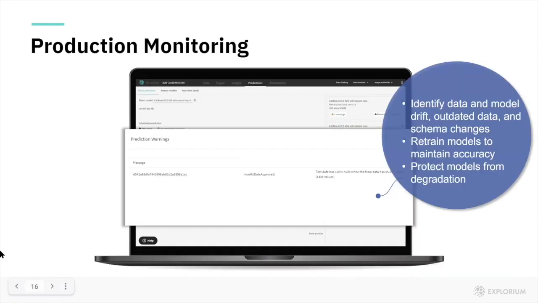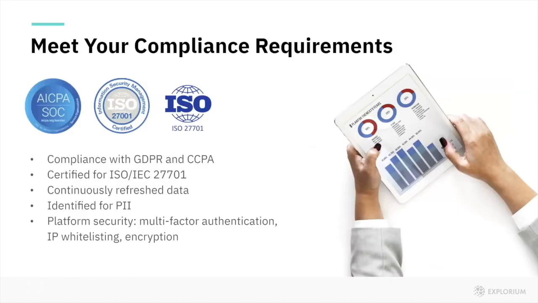Production monitoring helps you identify any kind of model drift or outdated data that may require you to retrain your models or maintain the accuracy of predictions, and you can continue to deliver that business value on an ongoing basis. And again, last but not least, meeting the compliance requirements. So we want to make sure that you always get current and compliant data.